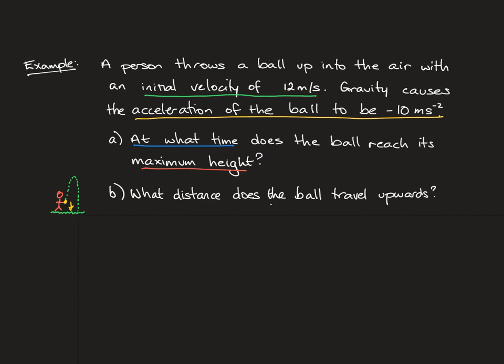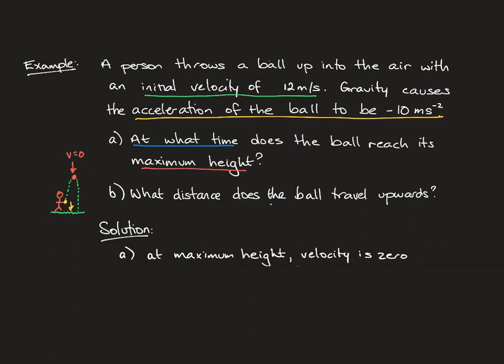At what time does the ball reach its maximum height? So its maximum height is up here. And one of the things that we need to know is that when it's at its maximum height, it stops moving. At its maximum height, velocity is equal to 0. So we can use that to help us to find how long it takes for the ball to reach that maximum height. So, solution, part A.